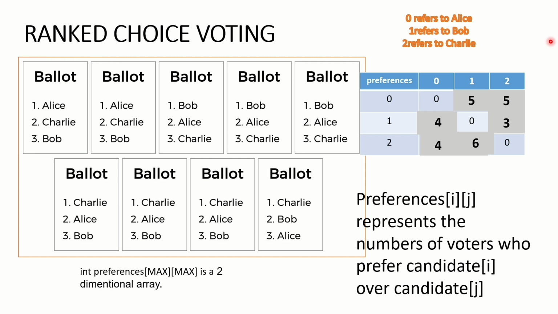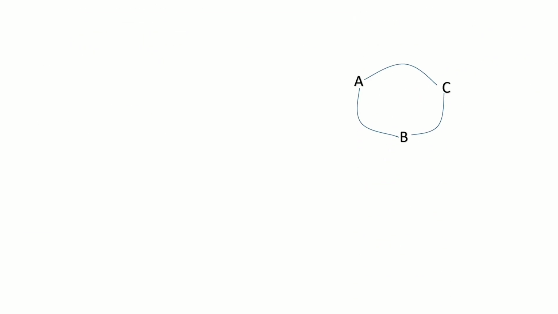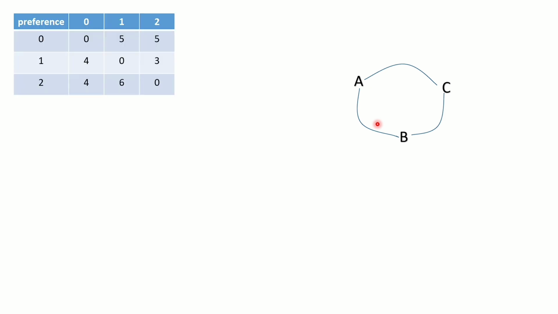Okay, so let's move on to our next slide. Here you are seeing a graph. Before preparing a graph, we will see how to add pairs and how to sort the pairs, and then we will create a graph using our lock pairs function. I have the preference array stored in memory, and now we will add our pairs.